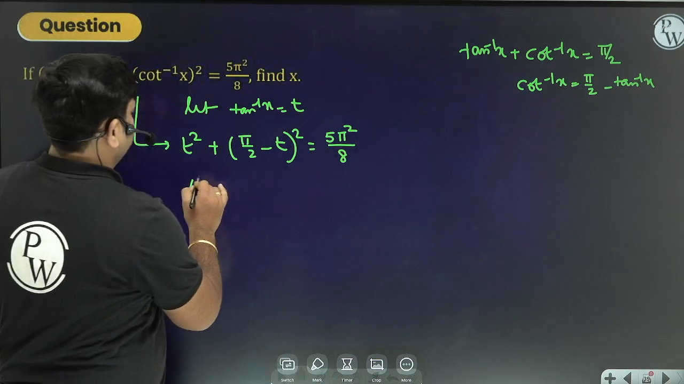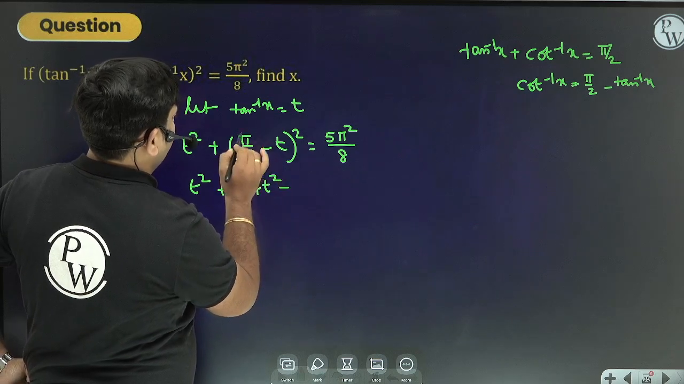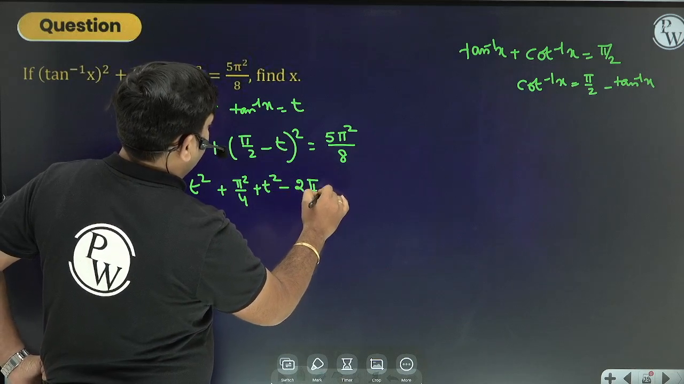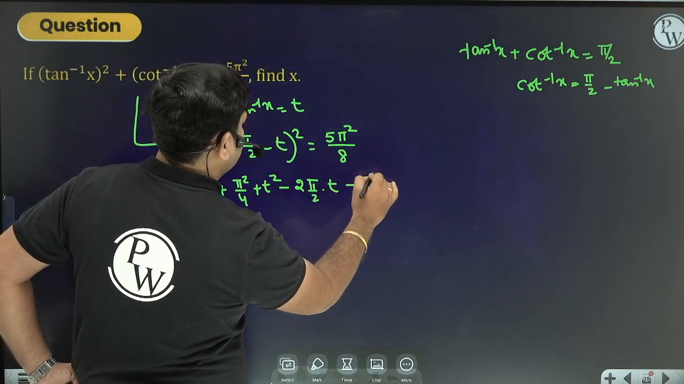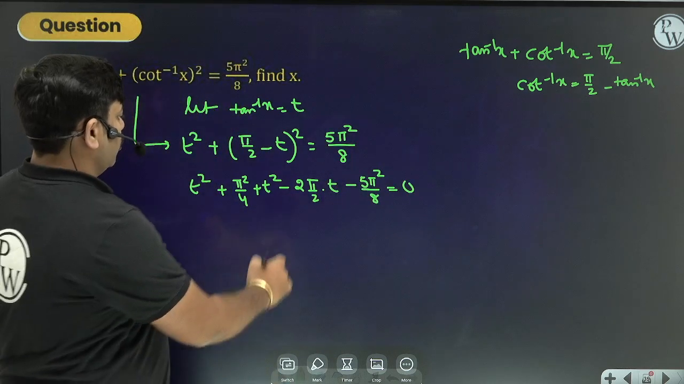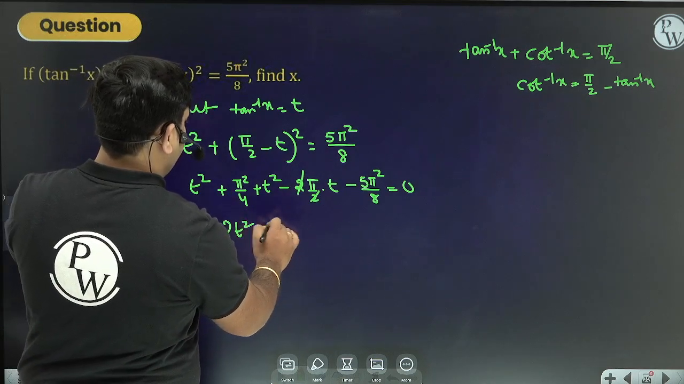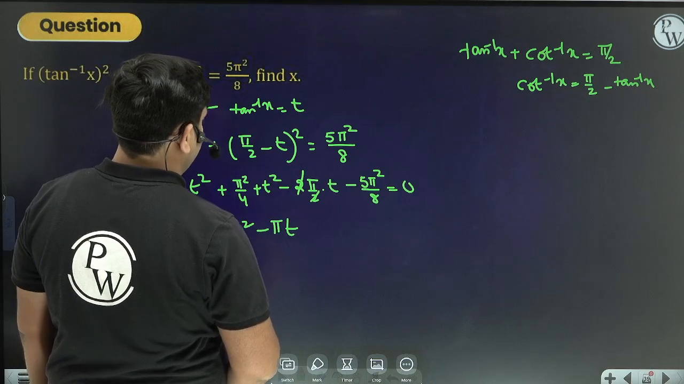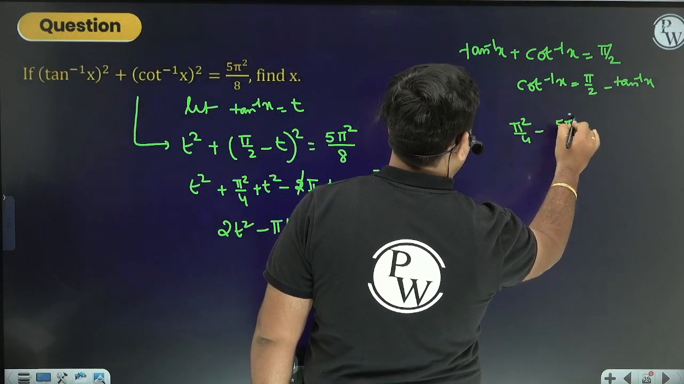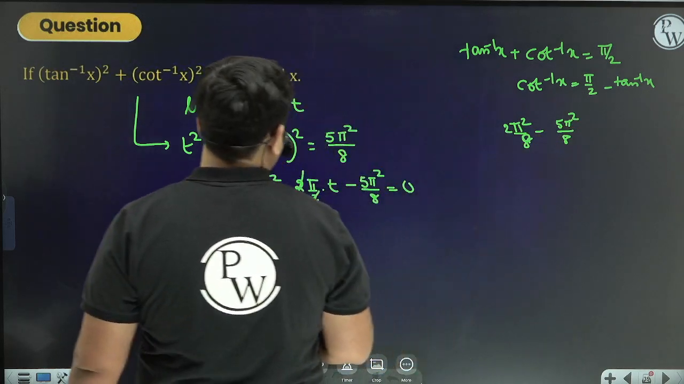So t square plus pi square by 4 plus t square minus 2 into pi by 2 into t, so that is minus pi t, minus 5 pi square by 8 is equal to 0. So can we factorize that? We'll further solve that. The 2 gets cancelled. That becomes 2 t square minus pi t. Okay. So this becomes pi square by 4 minus 5 pi square by 8. So it's 2 pi square by 8, 2 minus 5, minus 3 pi square by 8.